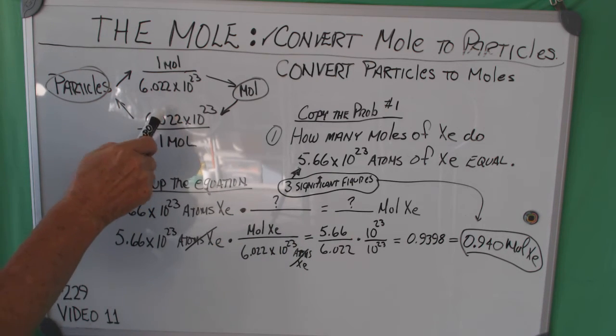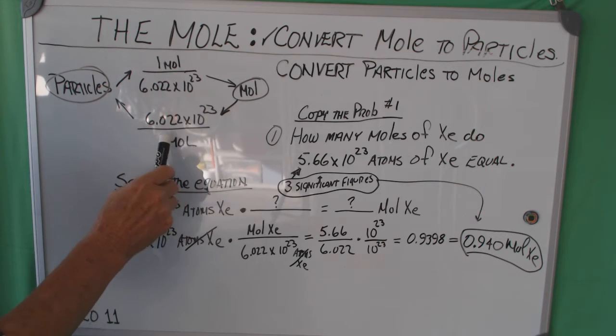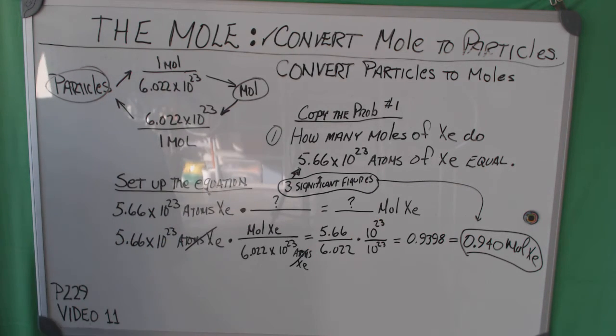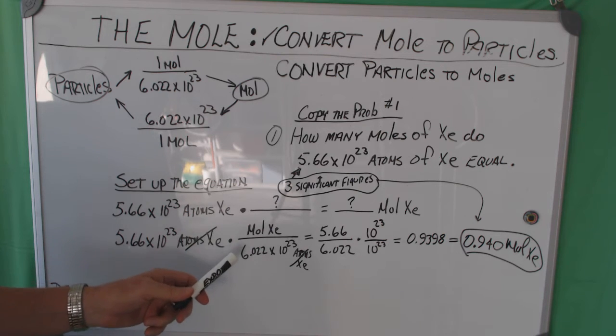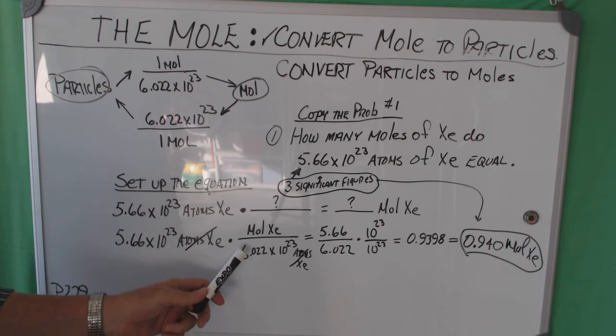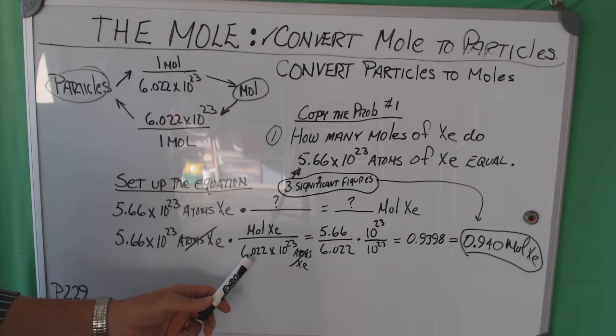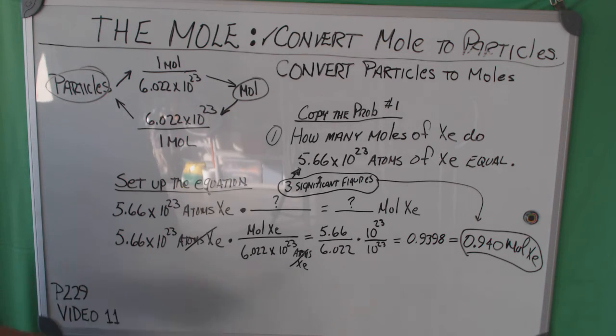So I look up here, where do we have moles over atoms, or particles? So we're going to use this one, right? So we start off with 5.66 times 10 to the 23rd atoms of xenon, and I'm going to multiply that by my conversion factor: 1 mole of xenon divided by the number of particles, 6.022 times 10 to the 23rd atoms of xenon.